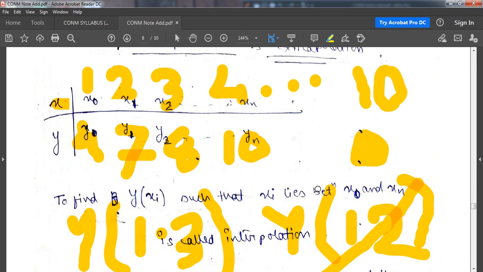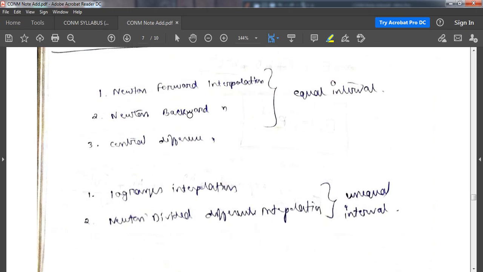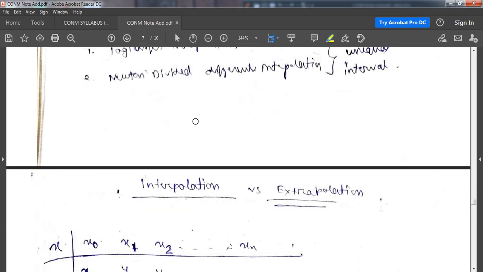The formulas that we'll be discussing, like Newton forward and backward, are all the same for both interpolation and extrapolation. That doesn't matter. The procedure is the same, everything is the same. It is called interpolation if my value is within the data set. It is called extrapolation if the value is beyond the data set.